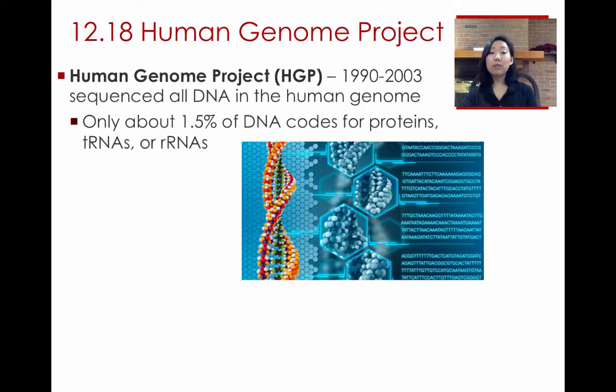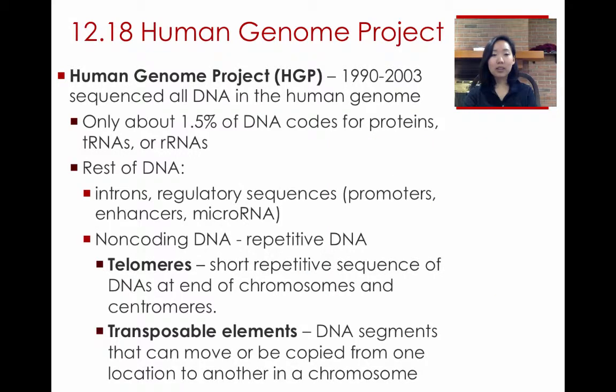They found that only 1.5%, a very, very minute amount of DNA, actually codes for what we would consider useful things like proteins, tRNAs, and rRNAs. You might be wondering, what does the rest of that DNA, the 98.5%, code for? Well, a big segment of it is introns and regulatory sequences. Remember, introns are the parts inside a coding sequence that don't actually code for anything. Regulatory sequences are things like promoters, enhancers, and microRNA, which help regulate the DNA. This makes up almost 25% of the genome.